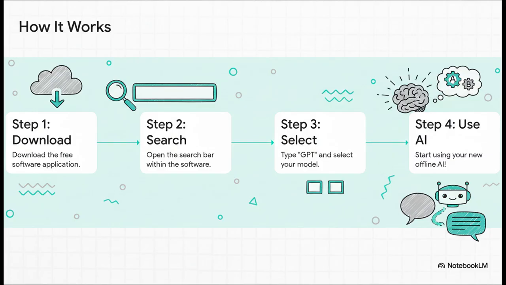First, you download the free software. Second, you open up the search bar inside that program. Third, you just type GPT and choose which of the two models you want to install. And fourth, you just start chatting. It's designed to be that easy.